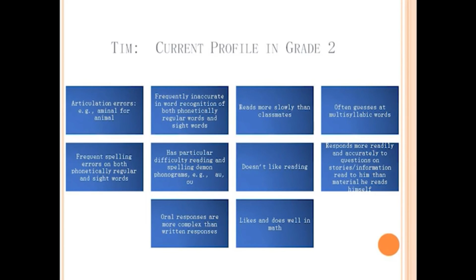He continues to make articulation errors. For example, there's the classic aminal instead of animal. And I already told you about continents versus consonants. Tim is frequently inaccurate in word recognition of both phonetically regular words and sight words. He reads more slowly than his classmates. Tim often guesses at multisyllabic words.